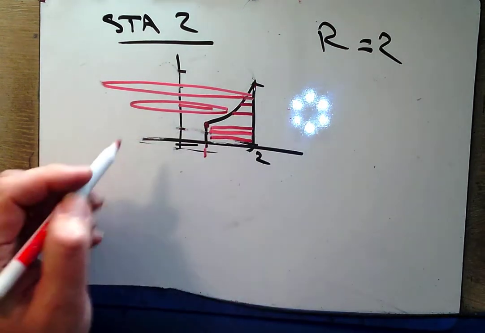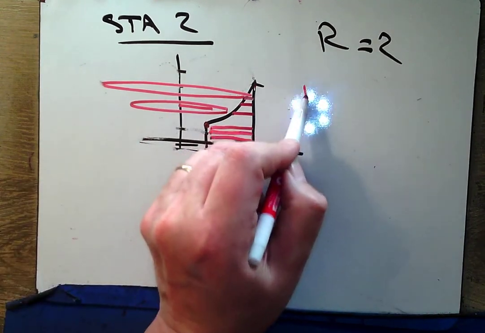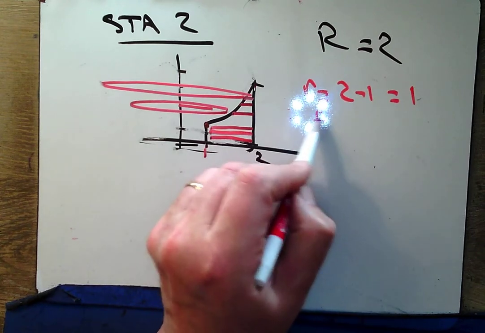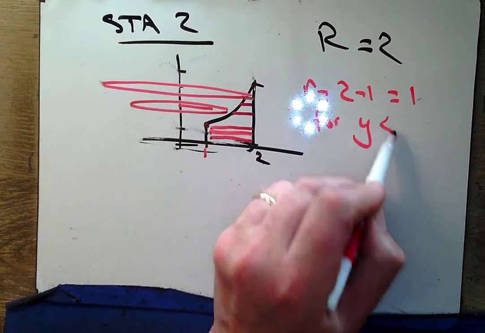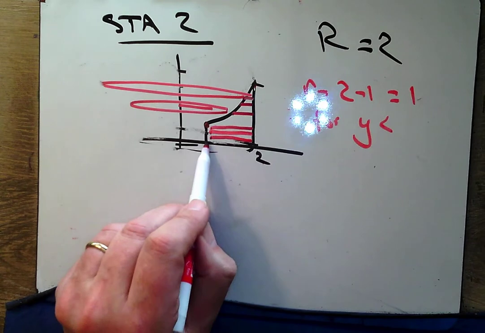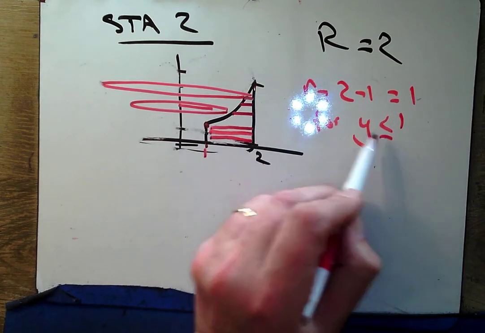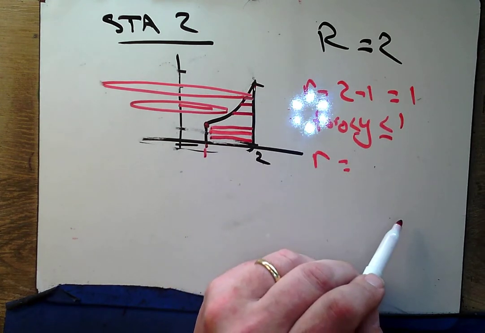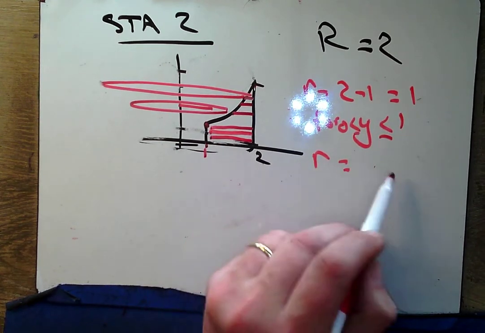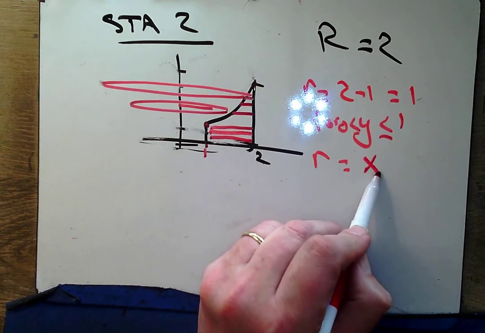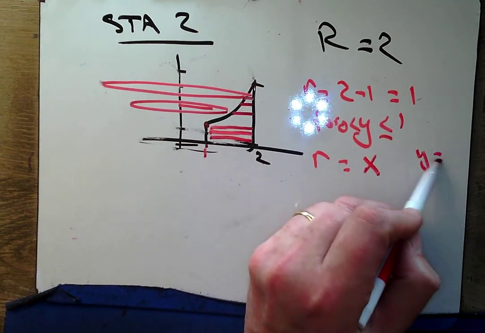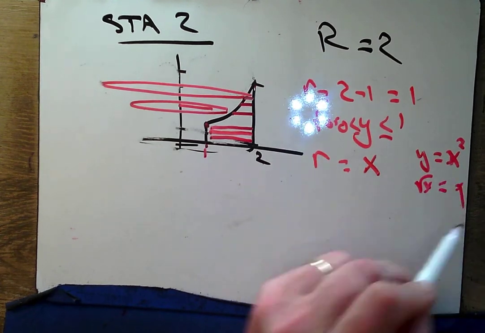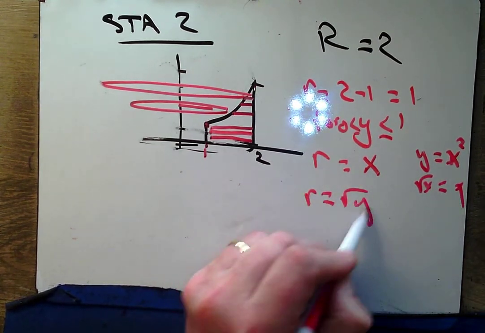Yeah, and so you'd have to write this as two separate things, right? We've got 2 minus 1 for y between 0 and 1. But we've got this other little r, and this other little r is x for the y equals x squared curve. And that means square root of y is x. So little r is square root of y.